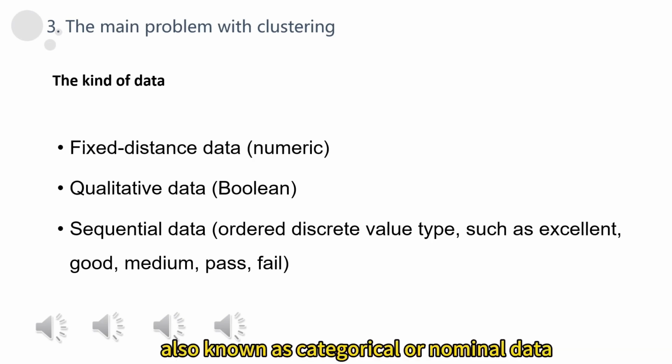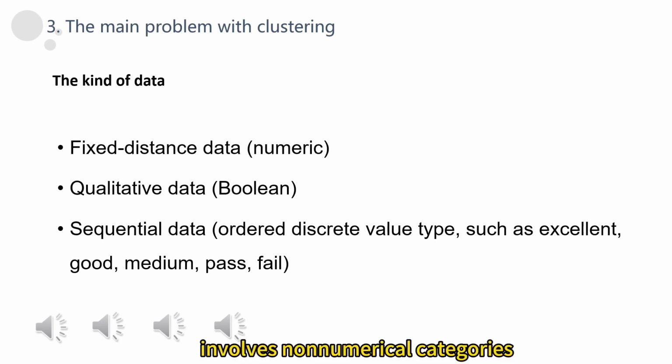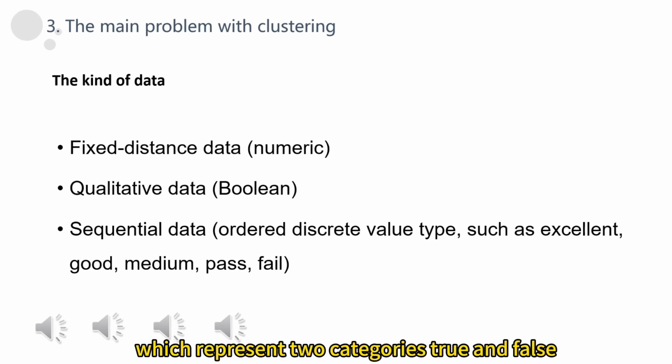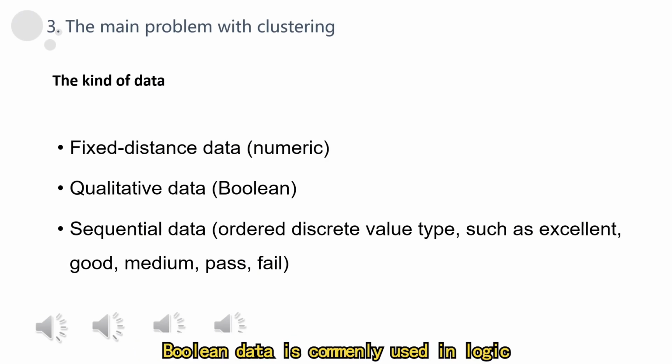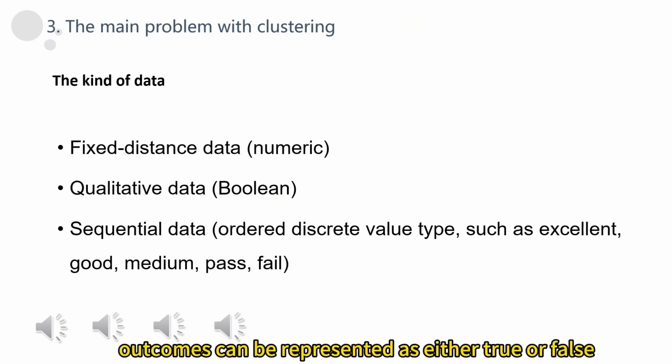Qualitative data, also known as categorical or nominal data, involves non-numerical categories. One common type of qualitative data is Boolean data, which represents two categories, true and false. Boolean data is commonly used in logic and decision-making, where outcomes can be represented as either true or false.